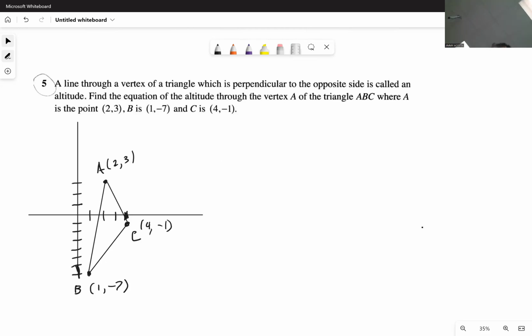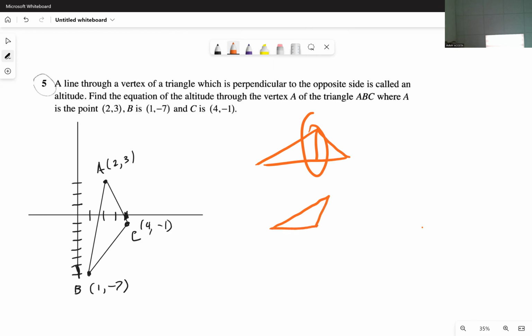And so where is the altitude? Well, the altitude will be outside of the triangle. If we're drawing the altitude through the vertex A, then the way I did the drawing for you initially, I went like this and said, here's the altitude. But when you have a triangle like that, the altitude is on the outside. Okay, that's how it is.